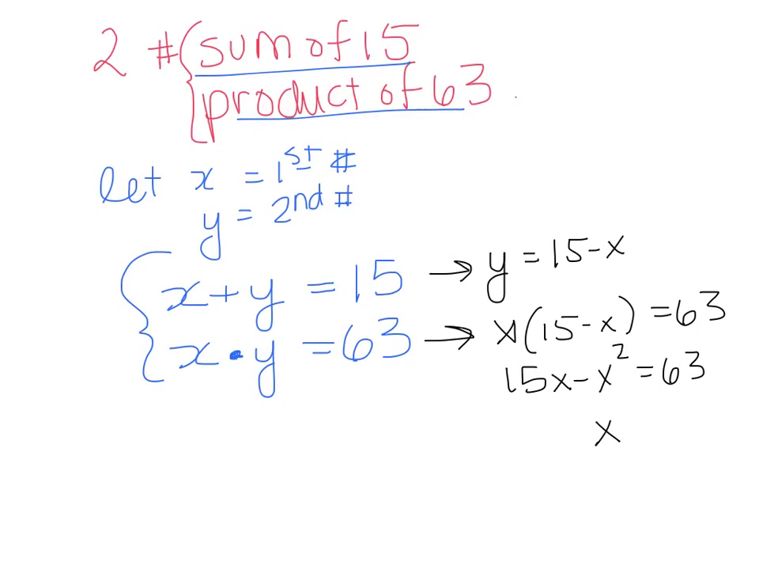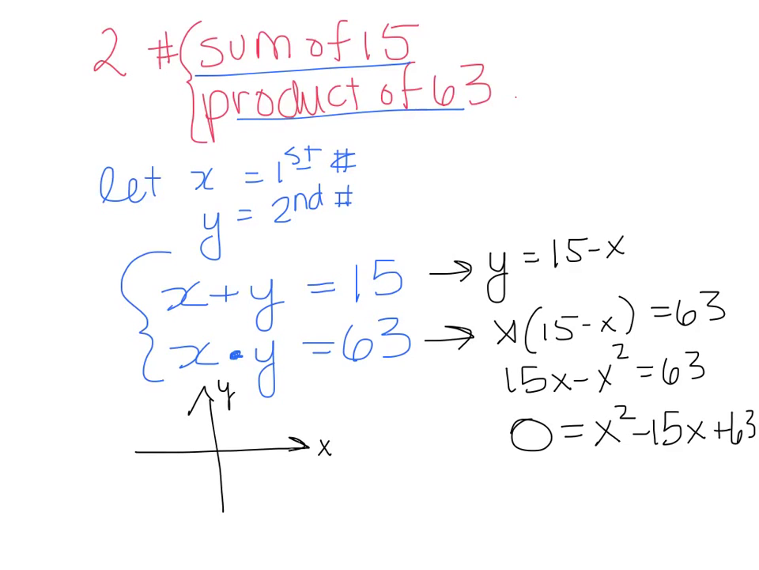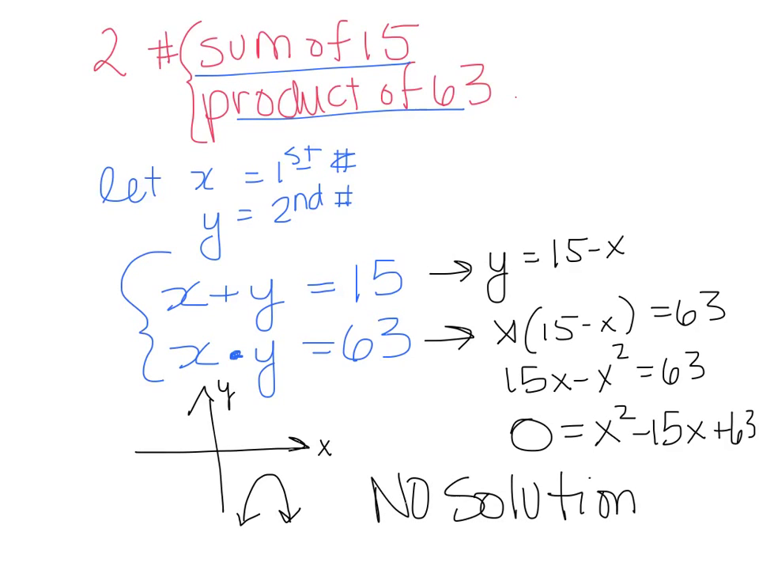So x squared minus 15x plus 63 is equal to 0. And now I have it in standard form. Honestly, what I would do with this equation is throw it in my calculator and take a look at it. Here's what it looks like in my calculator, x and y. So what's the solution? No solution. There are no two numbers whose sum is 15 and whose product is 63.